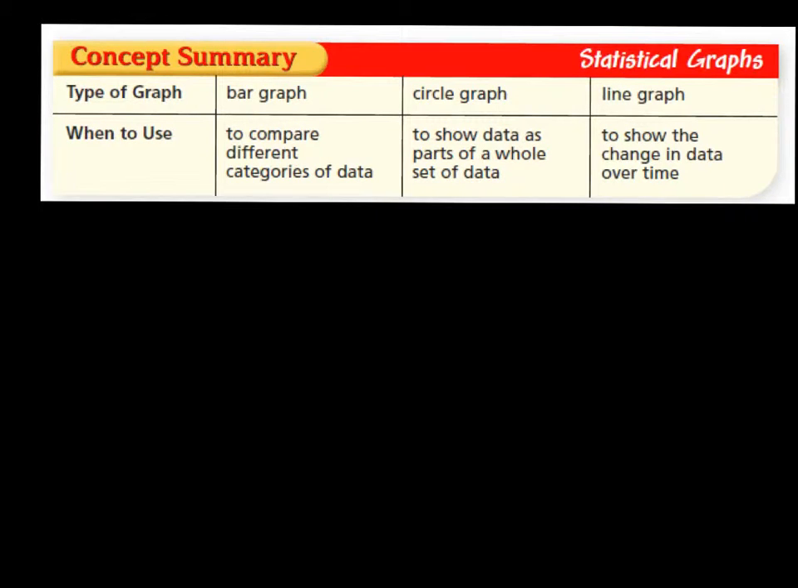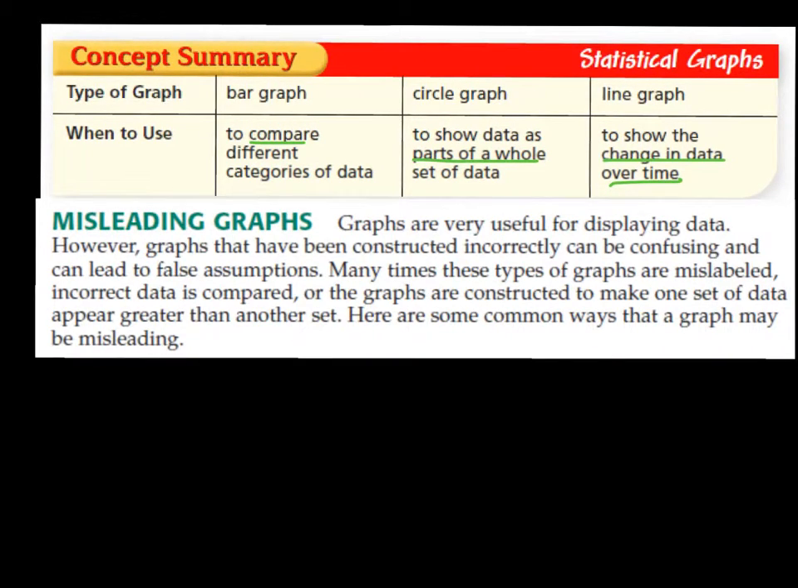So far we have 3 different types of graphs. A bar graph is good to use if you want to compare different categories of data. Circle graph if you want to show parts of a whole set of data, and line graph shows change in data over time.